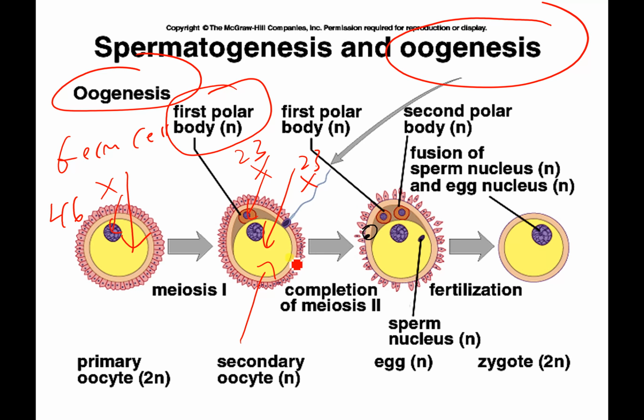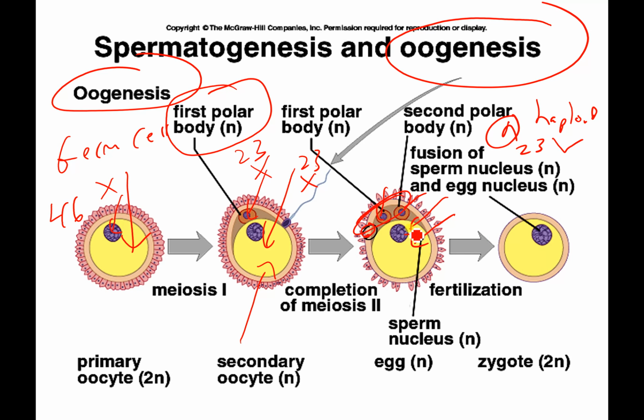The big cell will split again. This first polar body may also split. We may end up with 3 polar bodies and 1 large cell. All of these nuclei are going to be N, so they're going to be haploid. In humans, they would have 23 chromosomes in them, and those chromosomes now would be made of just 1 chromatid. The polar bodies die. That 1 cell ends up becoming an egg.